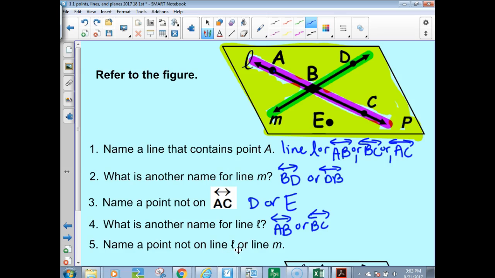Name a point not on line L or line M. All right, now it can't be on the green or the pink. And there's only one thing not on there, and that would be E. P cannot be written down because it's not a point.